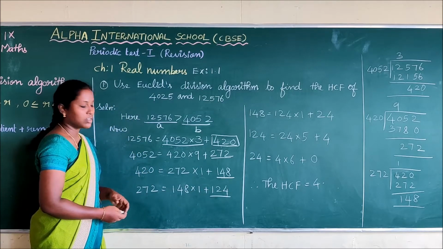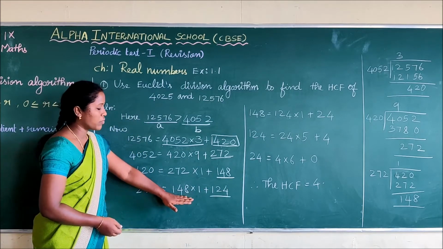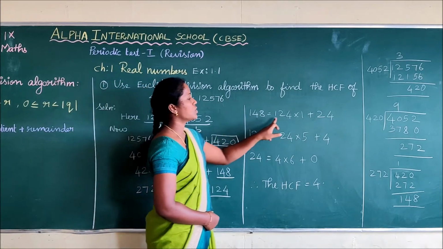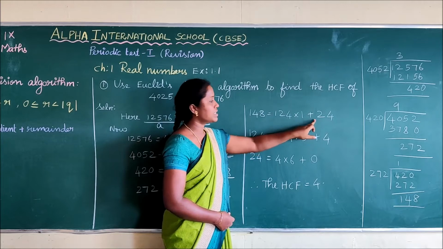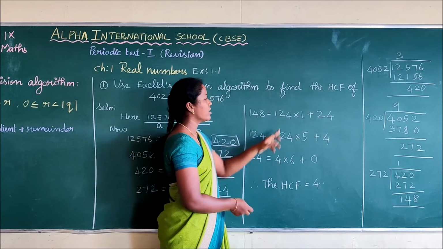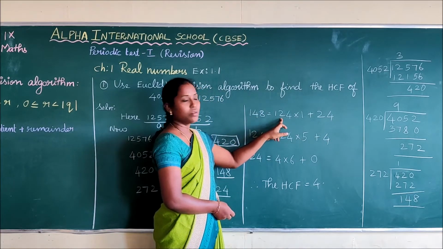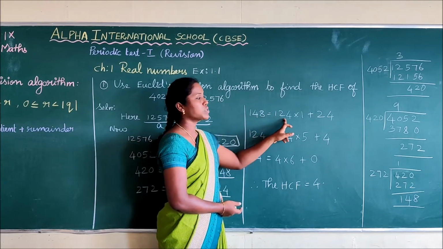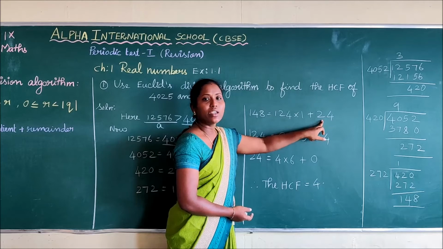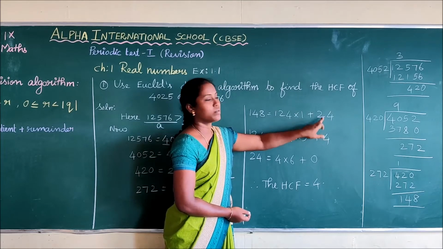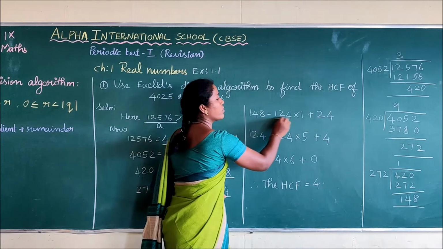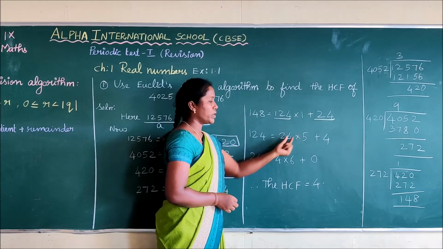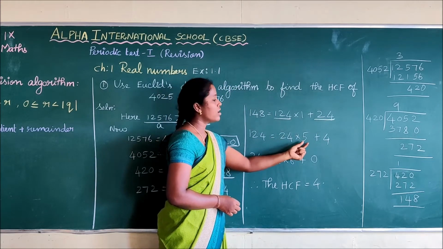What do we have to do next? We have to divide the divisor 148 by the remainder 124. So 148 is equal to 124 into 1 plus the remainder 24. Divide and see: 1 times 124, so 148 minus 124 is 24. The remainder is 24. Now again we have to divide 124 by 24. So 124 is equal to 24 into 5 plus 4.